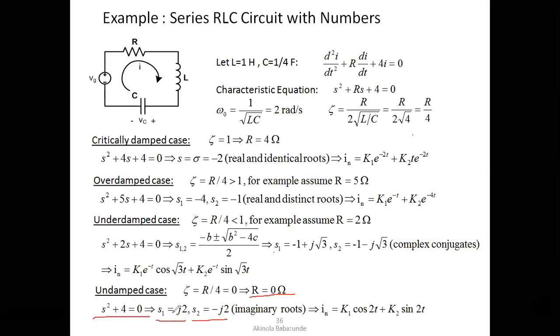Okay, so you can see that there are no real parts, just complex parts, J2 and minus J2. And when you have that, this is exactly how to interpret that mathematically. This is what the response would look like. K1 cos 2t plus K2 sine 2t. This would mean that the real part of the root would be 0.